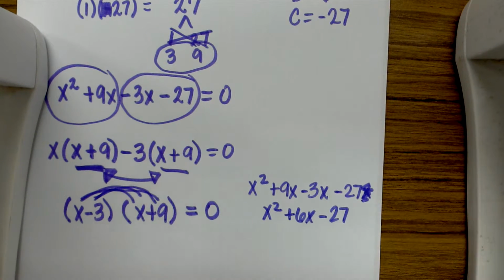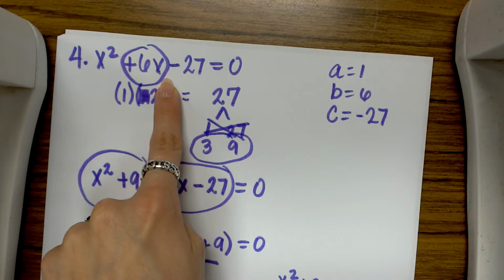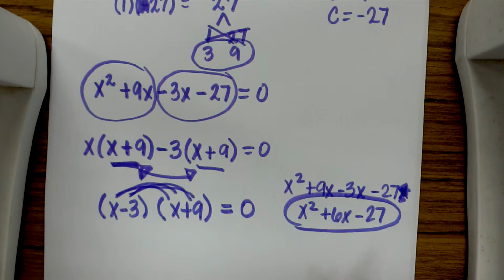Oops, that should not be an x. Minus 27. Sorry about that. Negative 3 times 9 just gives you a 27. There's no x there. So, is this our original equation here? Yes, it is. So, we're on the right track.